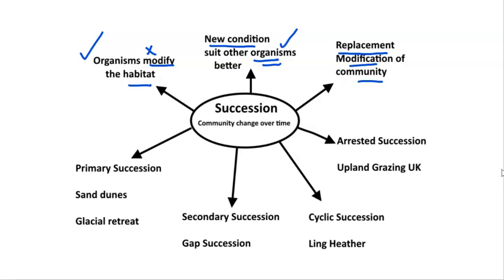The examples that we're going to look at of primary succession are sand dunes and glacial retreat. For secondary succession, we will look at gap succession in the tropical rainforest. For cyclic succession, we will look at ling or heather. And for arrested succession, we will look at the influence of grazing on the uplands of the United Kingdom.